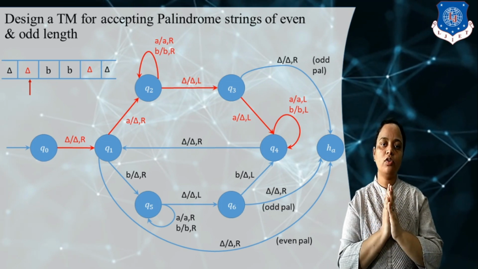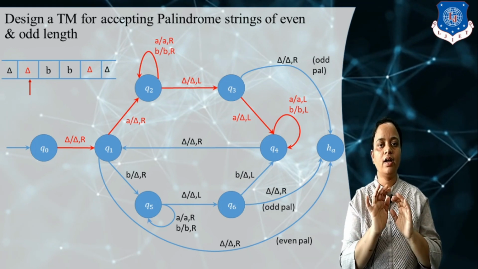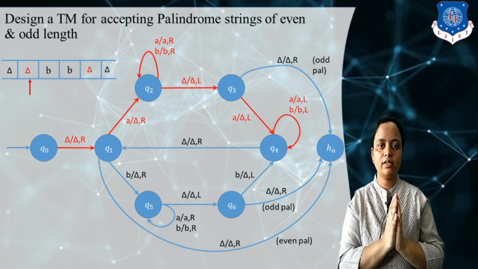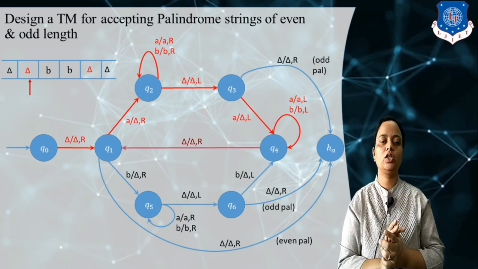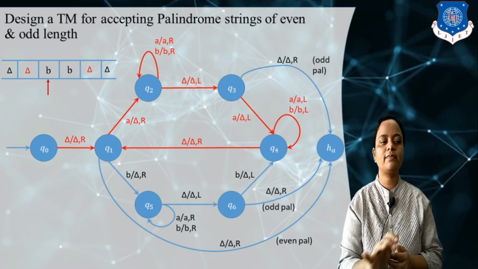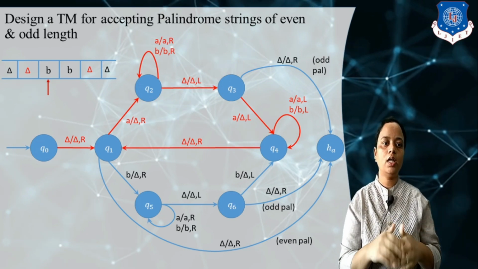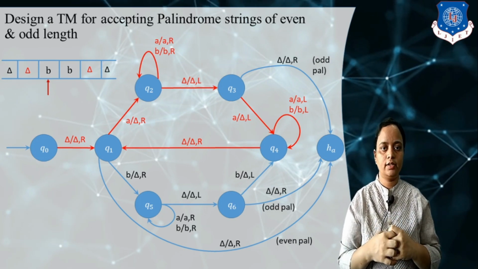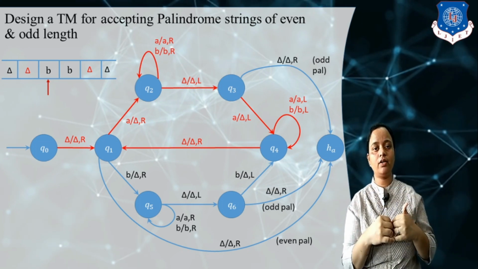So at the Q4 state, delta is replaced by the delta. It means that our delta is replaced by the delta and we move to the Q1 state. So here we are moving to the Q1 state. Now delta is replaced by the delta, move to the right side. Okay, now the second round started. In the same way we completed the first round, we complete the second round.